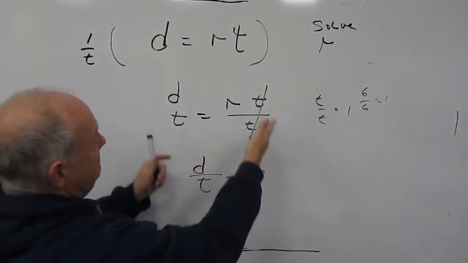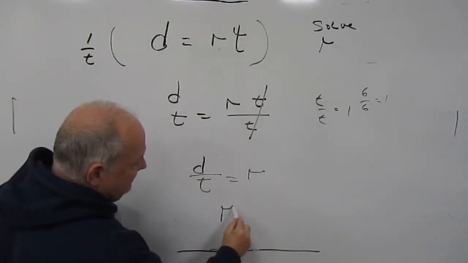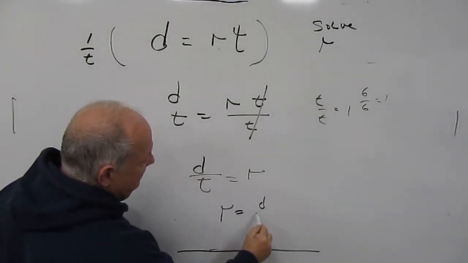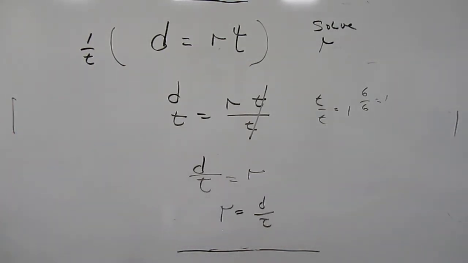Now here I flipped it backwards than usual, but you can just flip these things around as long as you don't change anything. R equals D over T.